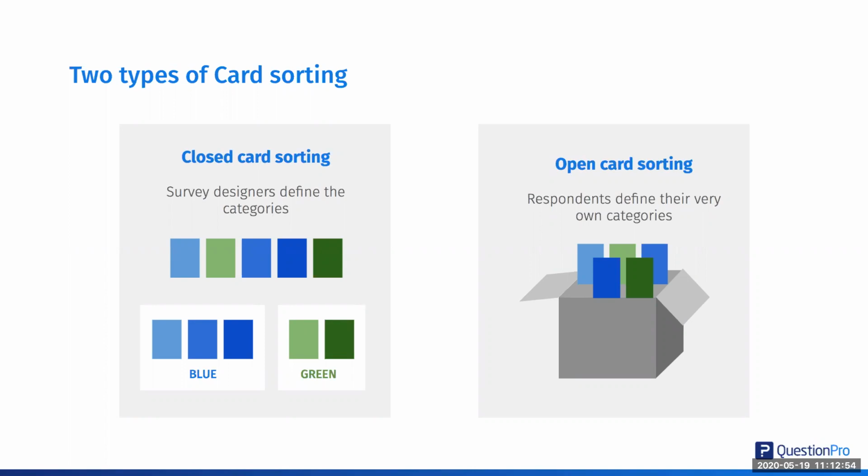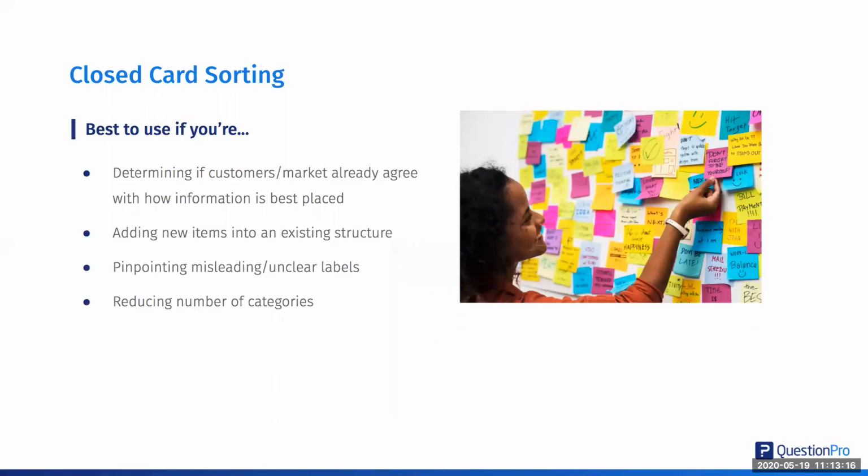Open card sorting is more of a generative exercise rather than an evaluative exercise. And respondents can give any answer. They're not confined to any one type of response. So that's the main difference between the two. But let's go into closed card sorting.